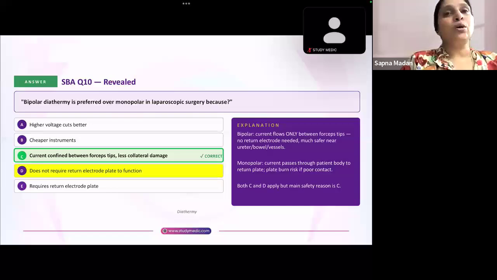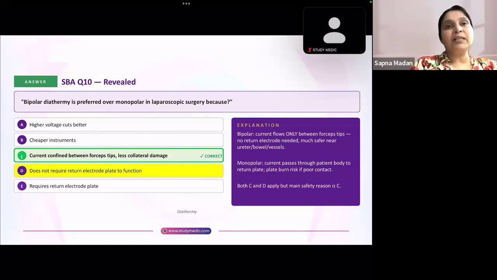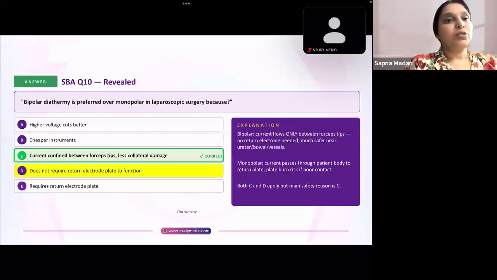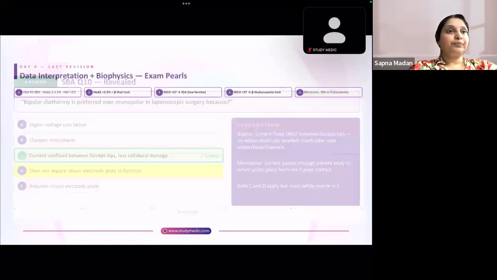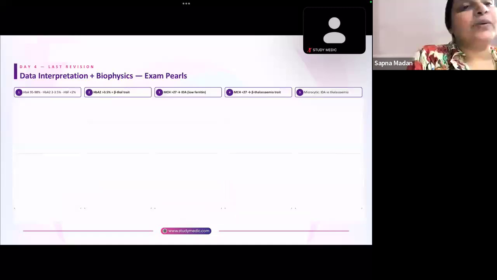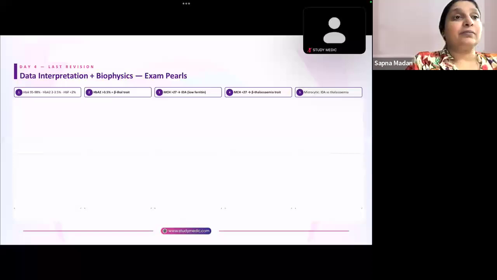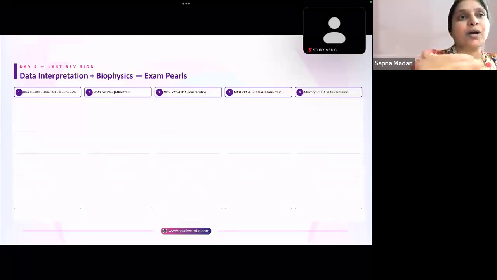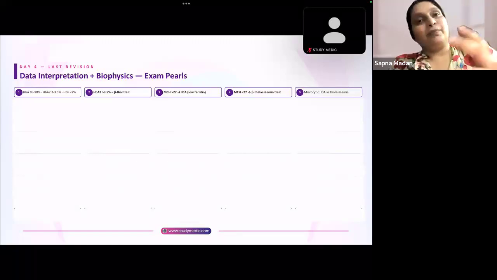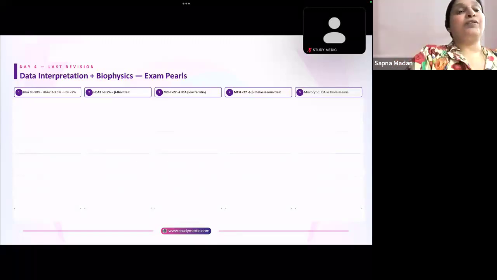Even though there are two correct answers in the question which has been given, you need to go in for the single best option which is available. So that is why this question is very interesting, because it has two correct answers and you need to choose between these two. Okay. All right. So we are coming to the end of our biophysics and data interpretation marathon, and we are just going to now quickly have a look at the maps of the examples.